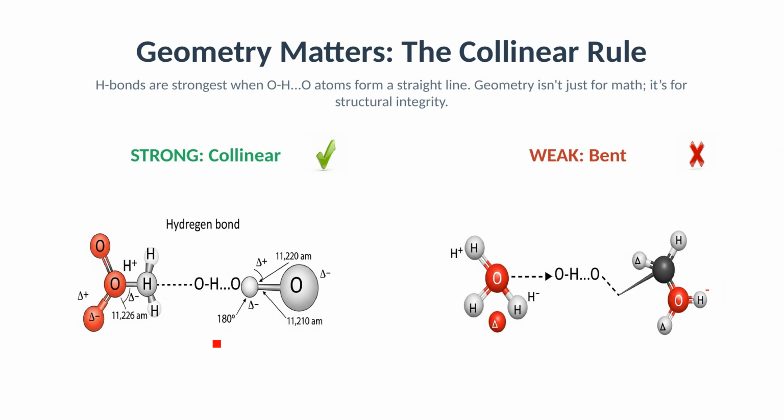But here's the thing. Geometry matters for these flirts. If you compare the two sides of the screen, you'll see a green check and a red X. H-bonds are at their strongest when the three atoms involved form a perfectly straight collinear line. When they're bent, as you see on the right, the bond is weak. In nature, structural integrity depends on getting these angles just right.